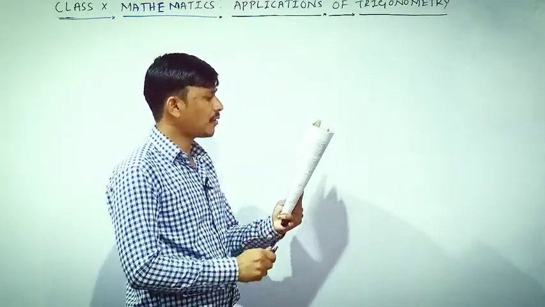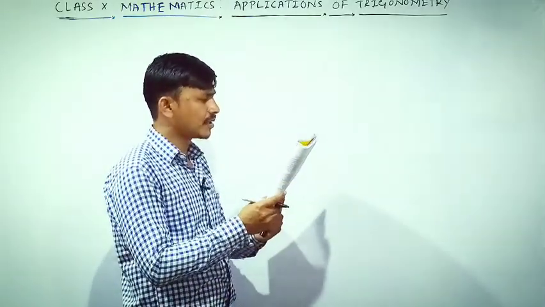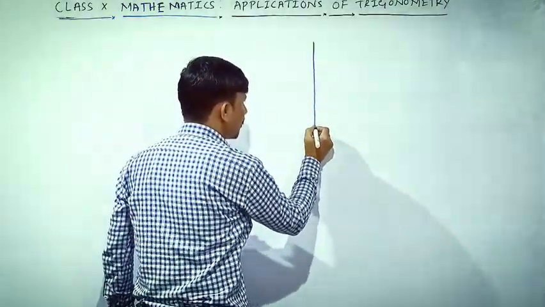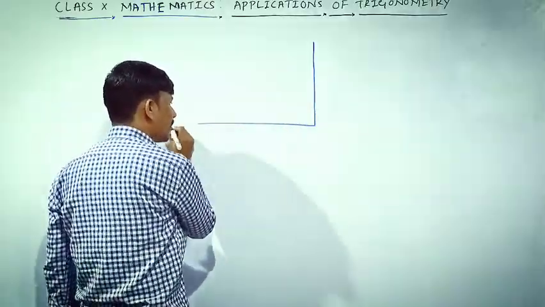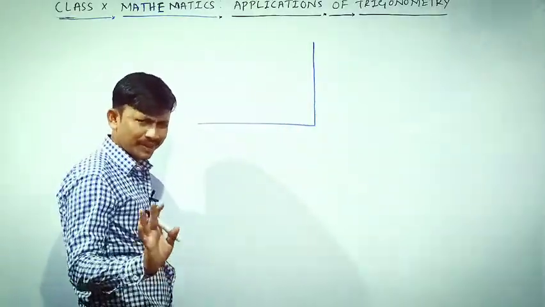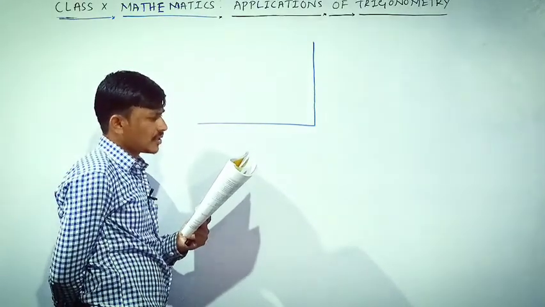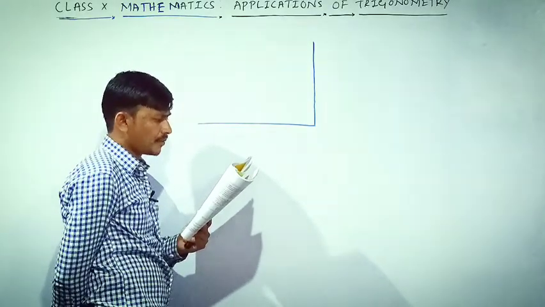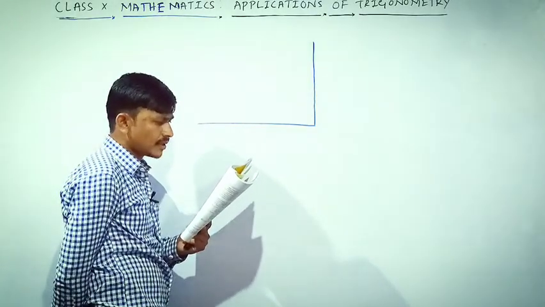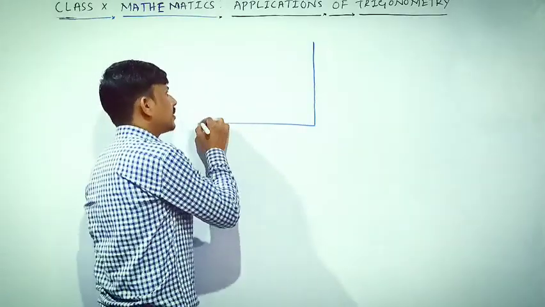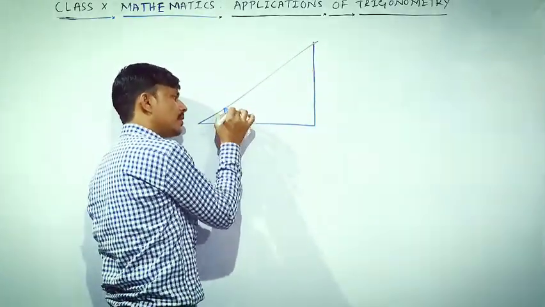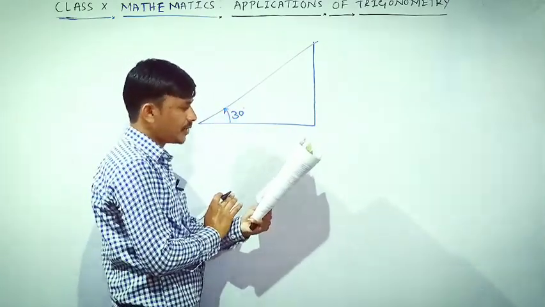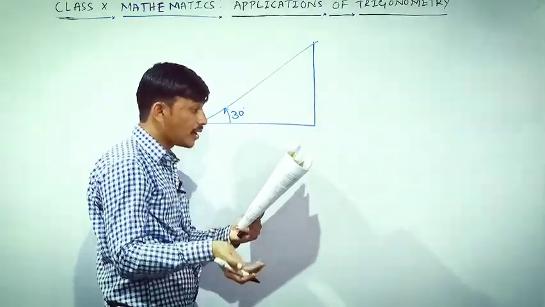The shadow of tower standing on a level ground. There is a level ground, there is one tower, and the shadow of the tower which is on the ground. This is simple thing. Then standing on a level ground is found to be 40 meter longer when the sun's altitude is 30 degree. This is the sun's altitude. This is 30 degree. When it is 30 degree, then the length of the shadow is 40 meter longer.